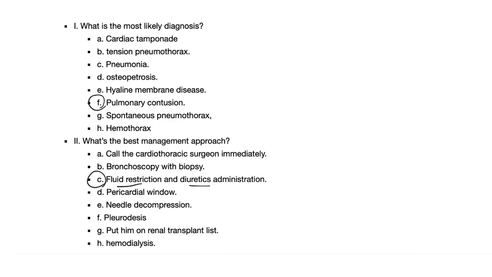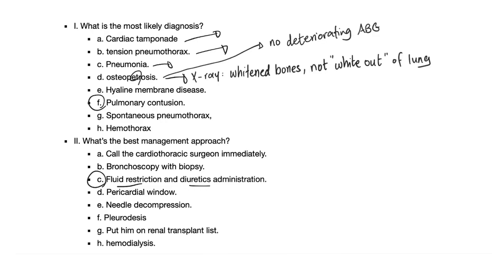Fluid restriction, diuretic administration. Cardiac tamponade can kill you, but it doesn't cause respiratory problems in the ABG as much as the contusion. Tension pneumothorax can kill you, but then on the x-ray you will find mediastinal shift, and you will find shortness of breath. And when there is shortness of breath, you will find respiratory alkalosis and not acidosis. Pneumonia, x-ray, alright. Osteopetrosis, x-ray would have diagnosed it. Hyaline membrane disease is neonatal respiratory distress syndrome, and this is an old man. It's not this one. Pulmonary contusion is the correct one.